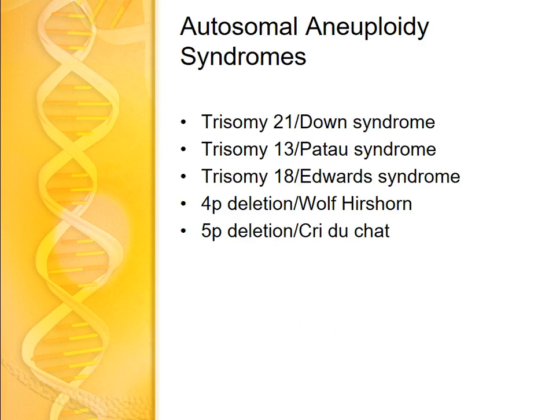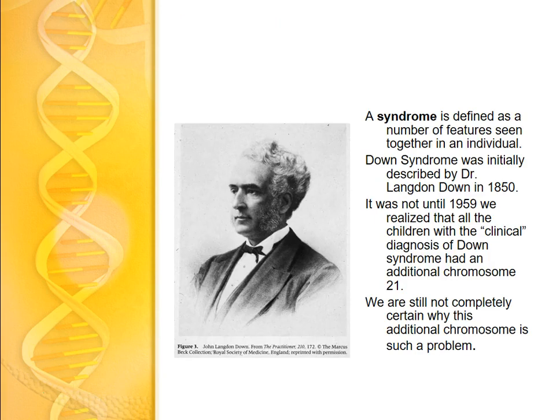Autosomal aneuploidy syndromes. Common syndromes include trisomy 21 or Down syndrome, trisomy 13 or Patau syndrome, trisomy 18 or Edwards syndrome, 4p- or Wolf-Hirschhorn, and 5p- or Cri-du-chat.